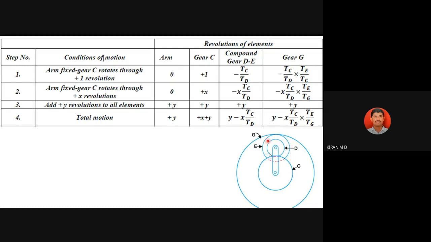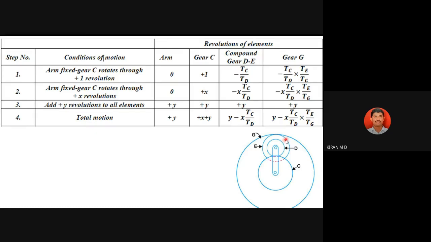You can start with anyone. You can start with G or you can start with C. What I will do is write gear C first. Then gear C is meshed with gear D. I took gears D and E together because these two are compound gears. Compound gears means the speeds of these two gears are the same. So the speed of gear E equals the speed of gear D. Now this is the speed of gears D and E.